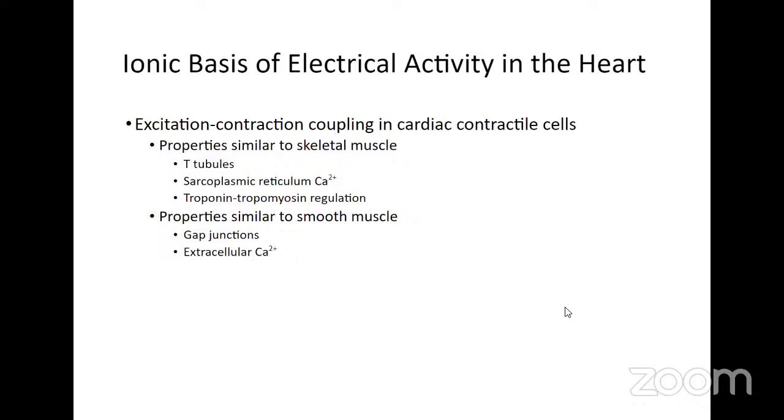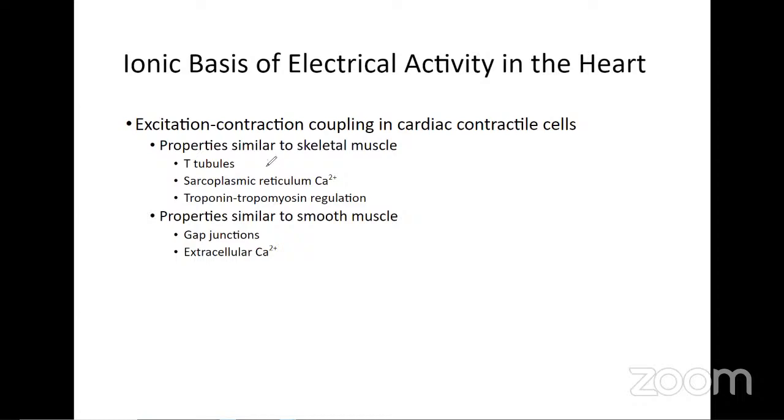So in terms of excitation contraction coupling for those cardiac contractile cells, the cardiac muscle itself, we're going to see some ways in which cardiac muscle is similar to our skeletal muscle that we talked about in our last unit, and some ways in which it's similar to our smooth muscle, which is what we have surrounding our blood vessels.